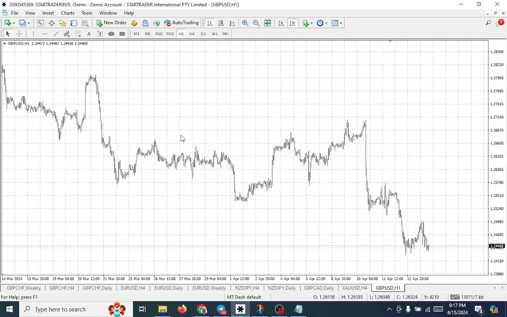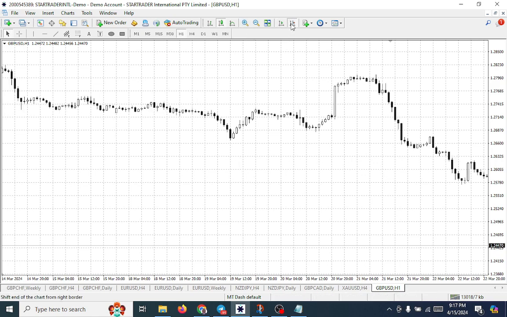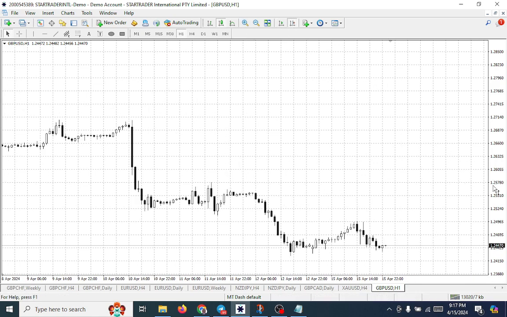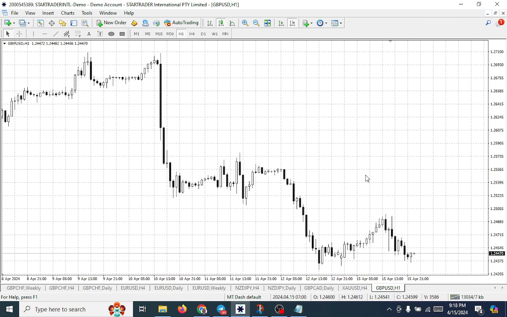All right, now when you come here, you need to change the bar chart to candlestick chart. Okay, you click this button, and you zoom in on the chart. Okay, so guys, this is where I want to be. All right, so you can see this chart, very awesome looking.